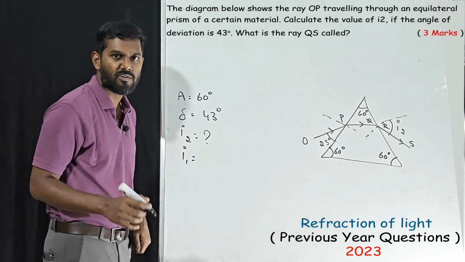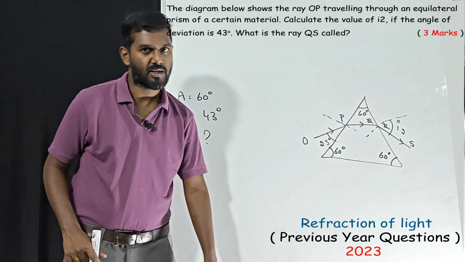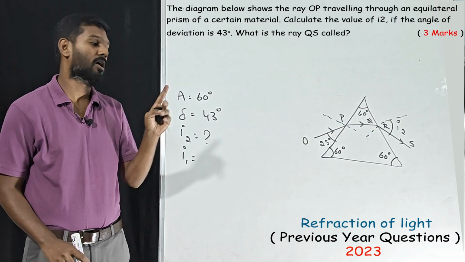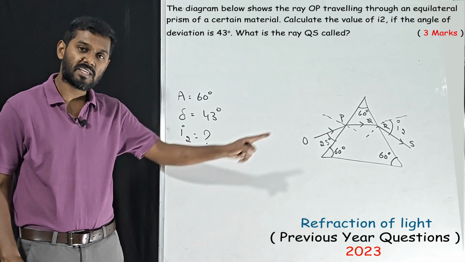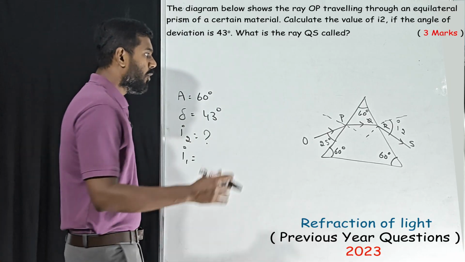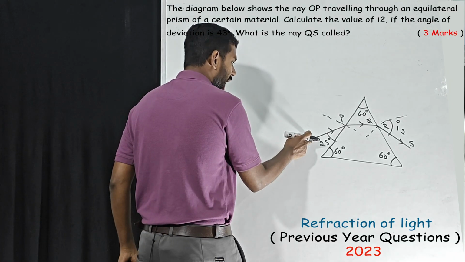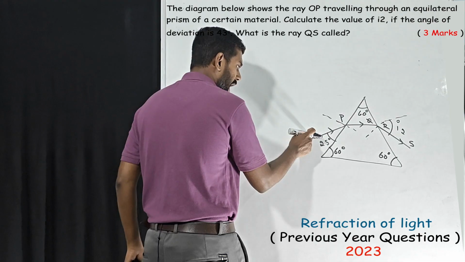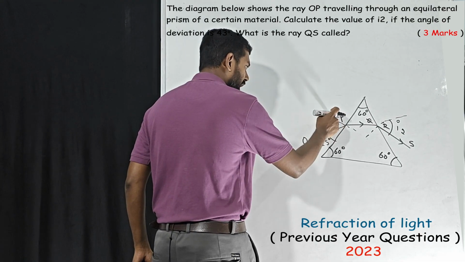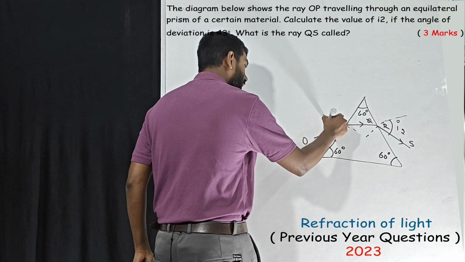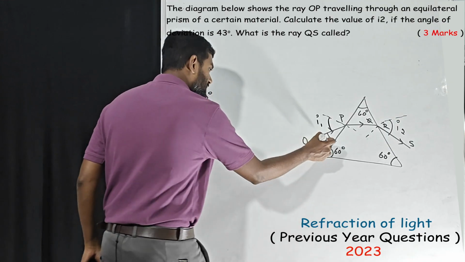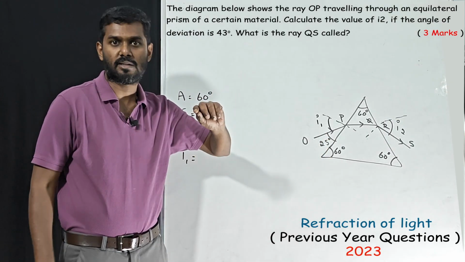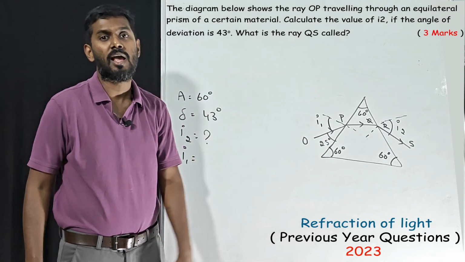I1 is given, correct? That is 25 degrees, correct? Completely wrong. I1 is not 25 degrees. See the diagram properly. What is I1? I1 is the angle of incidence, the angle between the incident ray and the normal. This angle is I1. This is not I1. This is a distractor. Using this one, we have to find I1.